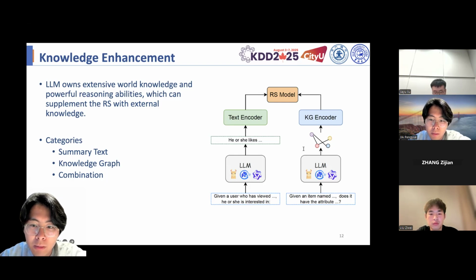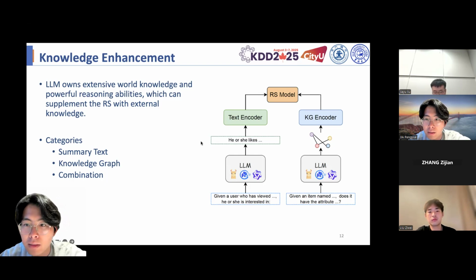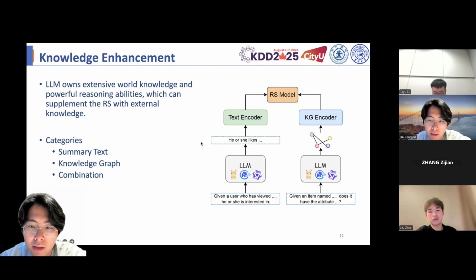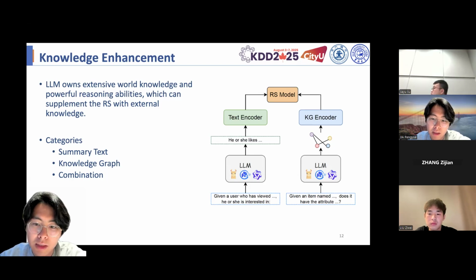And based on the form of knowledge used, we categorize the enhancement into three types that are summary text, knowledge graph, and their combination. And this categorization allows us to systematically understand how different kinds of external knowledge can be utilized to improve recommendation quality and explainability.